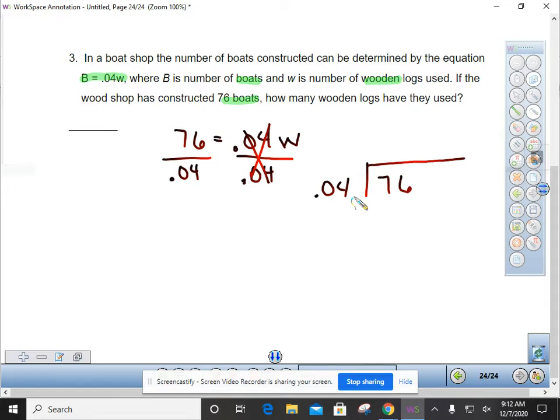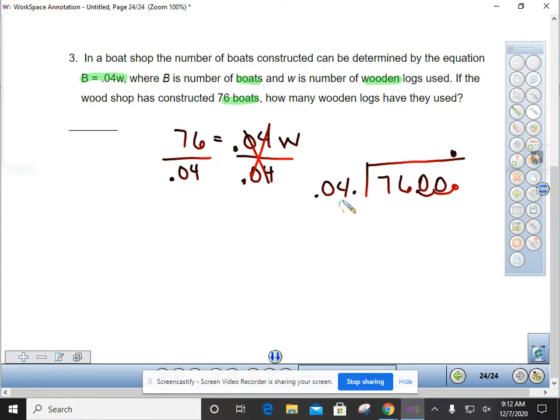Can you have a decimal in the divisor? Move it to the end, right? How many places? So if I move it 2 on the outside, where is the decimal in 76? It's right here, right? 1, 2. Put it right there. Add your 2 zeros. Now we're going to work the problem.